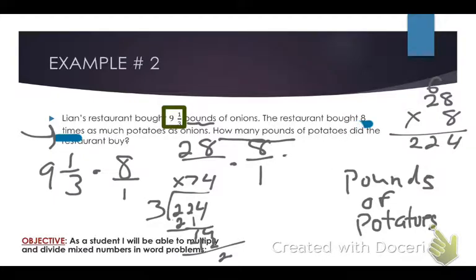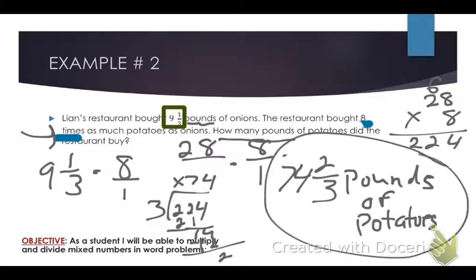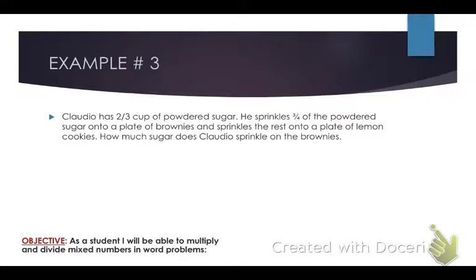Okay, you should always show your work. 74 and 2/3 pounds of potatoes, and this is my answer, 74 and 2/3 pounds of potatoes. That is a lot of pounds of potatoes. Whew, for a restaurant. All right, let's move on. Example number 3, we're going to go a little bit faster.